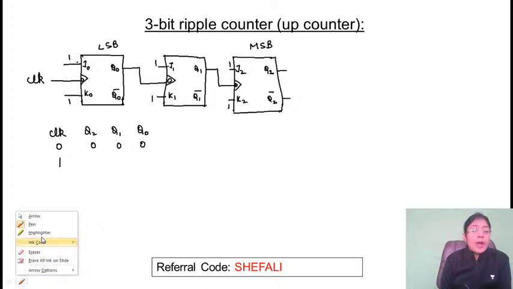So what will be the value of Q naught? Previous value is 0, now this will become 1.